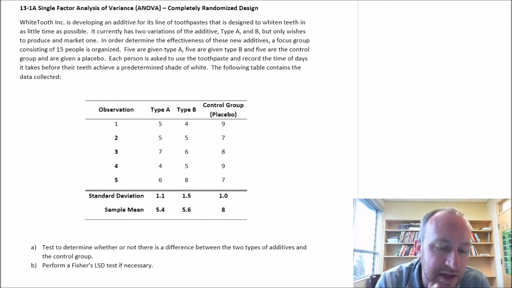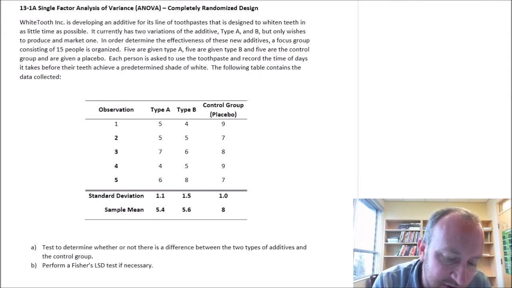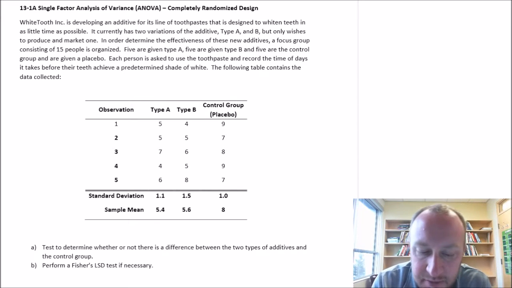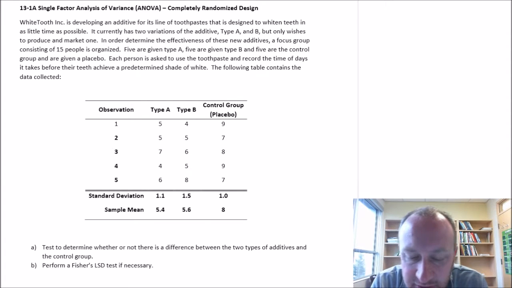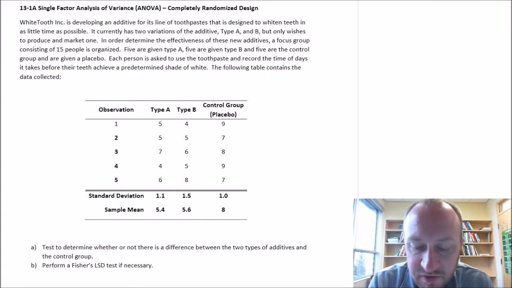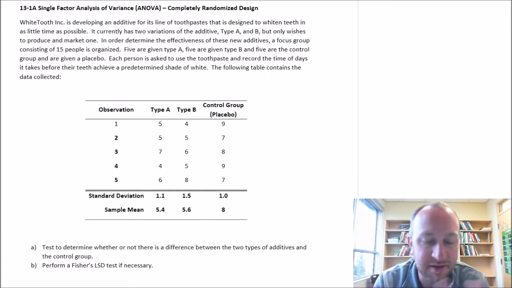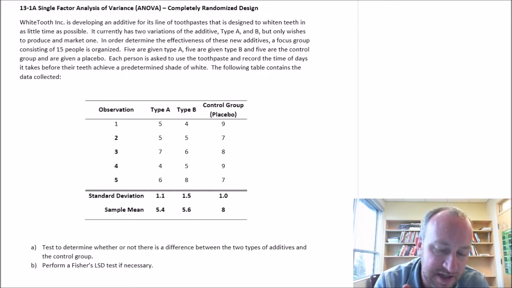So here we have White Tooth Ink developing an additive for its line of toothpaste that is designed to whiten teeth in as little time as possible. It currently has two variations of the additive, type A and B, but only wishes to produce and market one of them. In order to determine the effectiveness of these new additives, a focus group consisting of 15 people is organized. 5 people are given type A, 5 people are given type B, and 5 are the control group, and they're given a placebo. So probably just a plain toothpaste without any additive in it. Each person is asked to use the toothpaste and record the time in days it takes before their teeth achieve a predetermined shade of white.